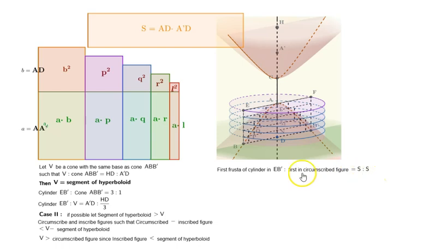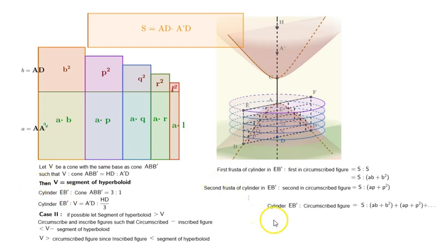So we have the ratio S is to S, which can be written as S is to AB plus B square. Second frusta of cylinder EB prime is to second in circumscribed figure is equal to S is to AP plus P square. And so on for the other frustas. So cylinder EB prime is to circumscribed figure is equal to S is to AB plus B square plus AP plus P square and so on.